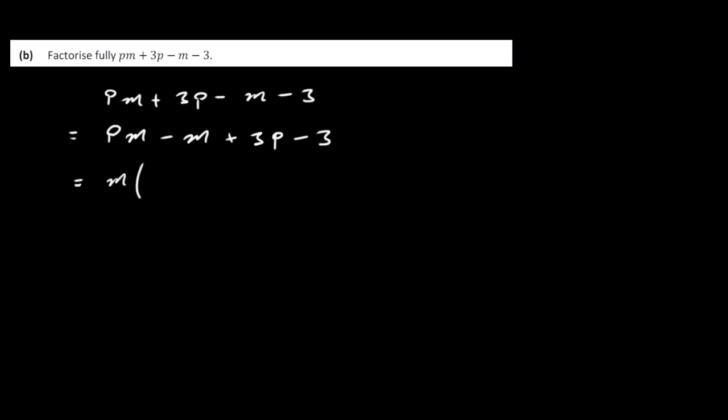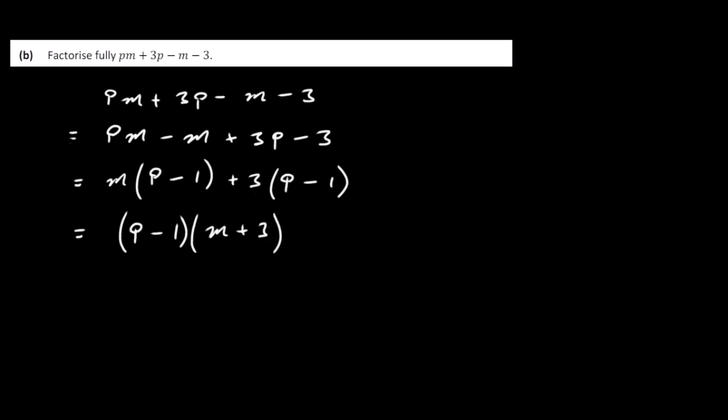So I'm going to take out the m here. That'll leave me with p minus 1. So m times p, pm, m times minus 1, minus m. Here I'm going to take out 3. So that'll leave me with p minus 1. Again, 3 times p, plus 3p. 3 times minus 1, minus 3. So the next question you've got to ask yourself is, have I ended up with the same thing in both brackets? I have. So that's fine. I can write down p minus 1 in a bracket multiplied by whatever is left over, which is the m plus 3. So that's one way of doing it.